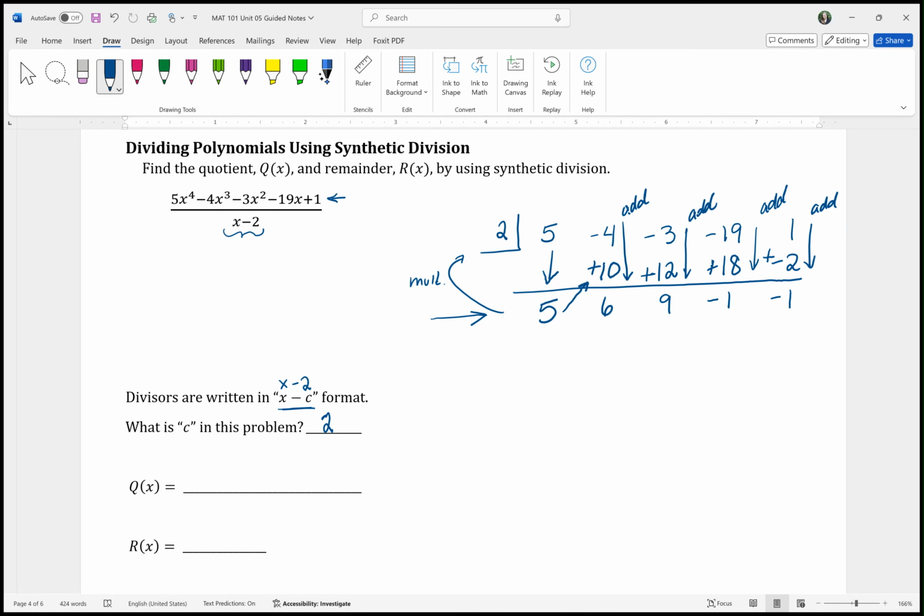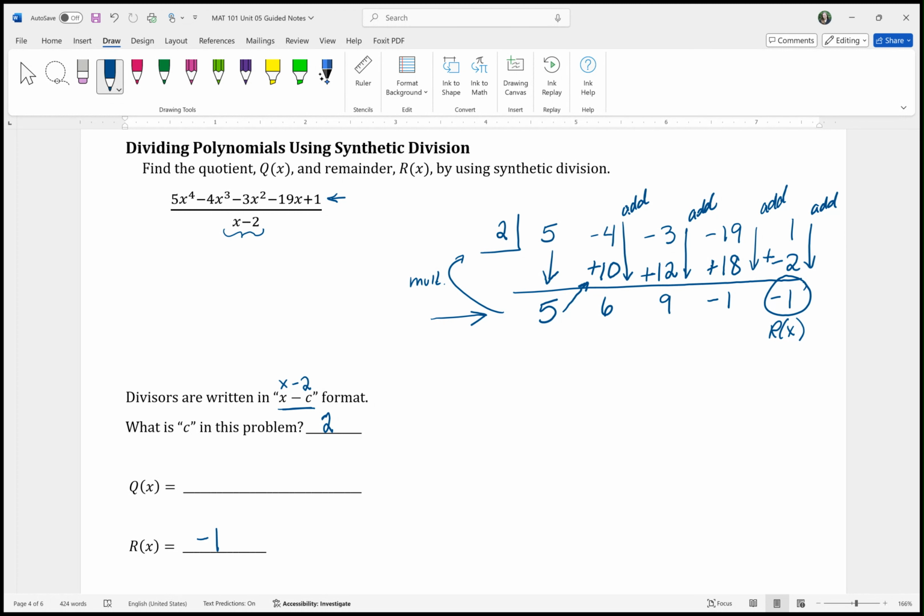Now, the problem itself asks for the quotient q of x and the remainder r of x. We can easily find the remainder because the remainder of this division that you just did, even though you don't really know what the end result looks like yet, because I haven't explained it, the remainder is the very last number. So this is going to be our r of x. We are not going to write this as a fraction as you would if you wrote a whole polynomial. Some of you may have seen that before. We're not going to do that here. We just want to write -1 as the remainder.